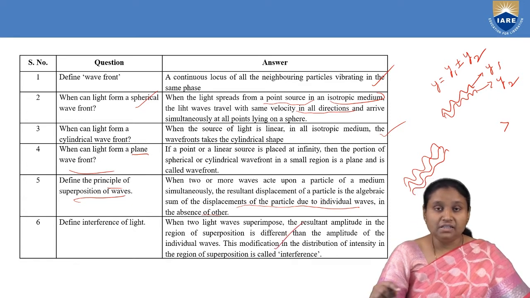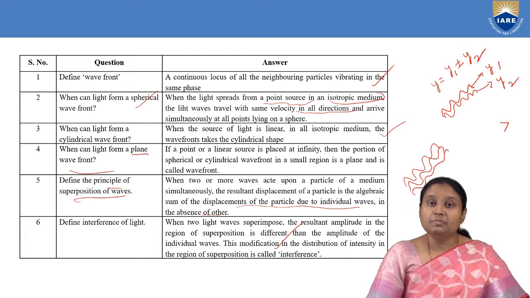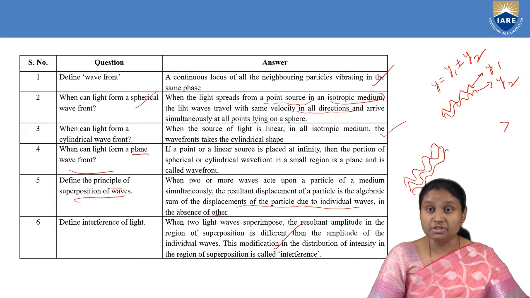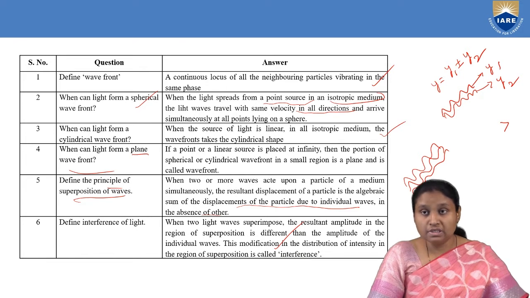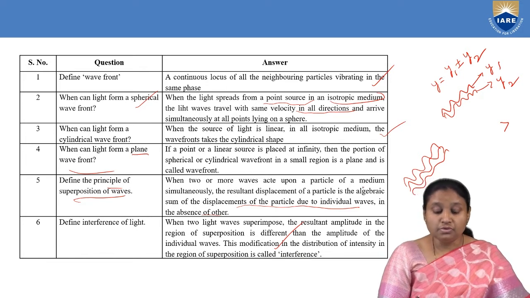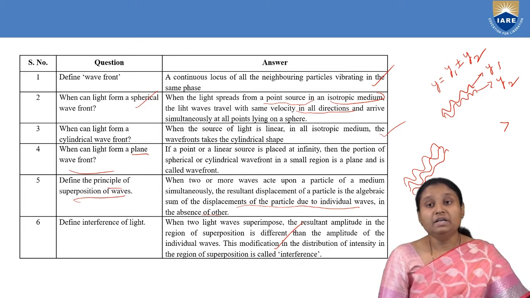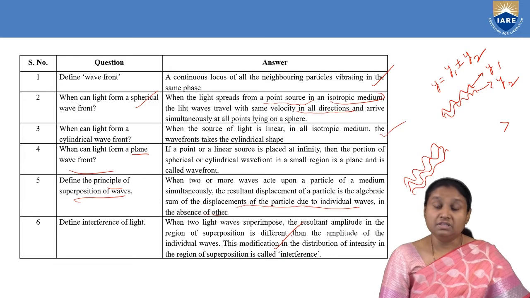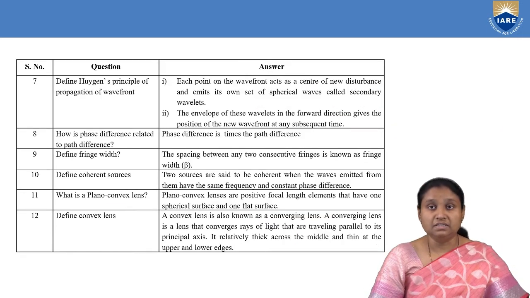Then define interference of light. While the principle of superposition talks about displacement, interference talks about intensity or amplitude. So according to the principle of superposition, when two or more light waves superimpose, then the resultant amplitude or intensity in the region of superposition will be different from the amplitude or intensity due to individual waves. This modification in the distribution of intensity is called interference.